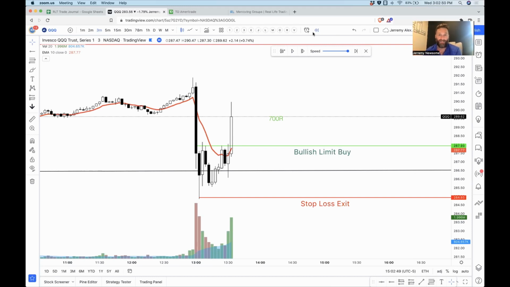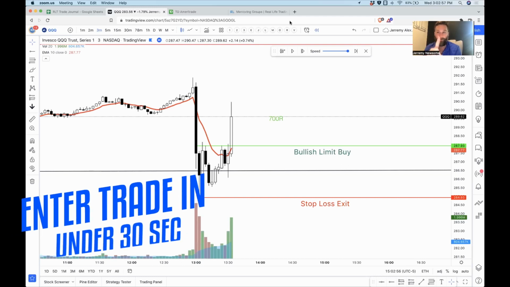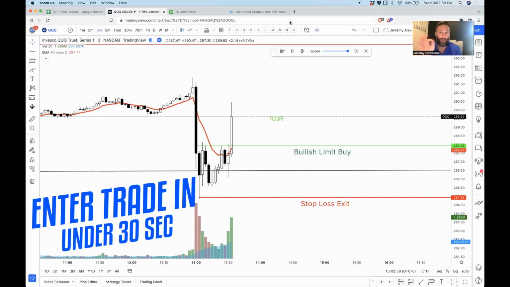If someone's in my house and we're drilling this, I want them to have the entry, the stop, and be able to fill out the shares and put the trade into the broker in 30 seconds or less.